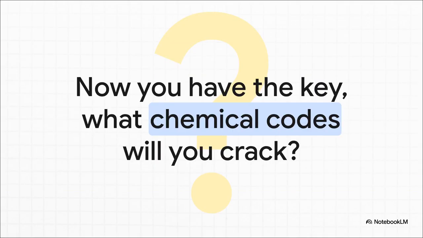So there you have it. The entire massive system of naming compounds all comes down to one question. Is there a metal? From there, a logical path of rules takes over, whether it's for transferring electrons or sharing them. This isn't just about memorizing stuff. It's about understanding the language that matter itself speaks. So the real question is, now that you have the key, what other chemical codes are you ready to crack?